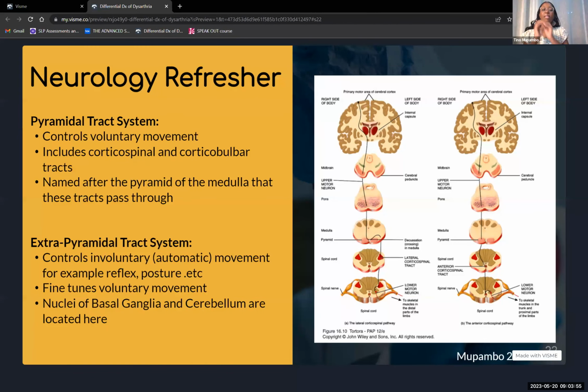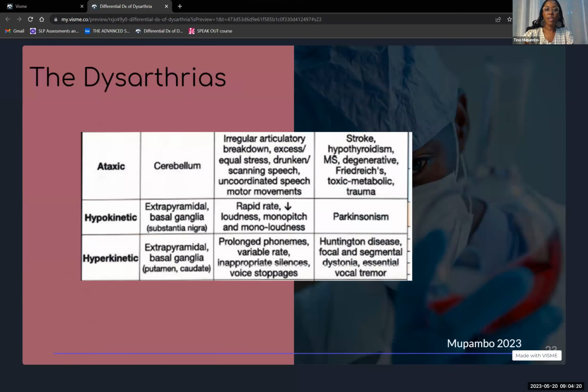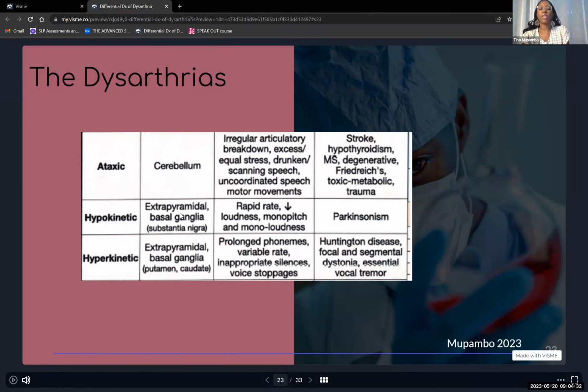Okay, so really, the extrapyramidal system just has extra stops. Impulses travel from the upper motor neuron, are fine-tuned there, and then go down to the lower motor neuron. A little more to know: the basal ganglia initiates the motor movement, and the cerebellum coordinates it. So that makes sense when we look at damage to the cerebellum. If it's helping coordinate motor movement through the extrapyramidal system, I'm surely going to see uncoordinated speech. I'm going to see some scanning. I'm going to see irregular articulatory breakdown because the patient is having a hard time with coordination.